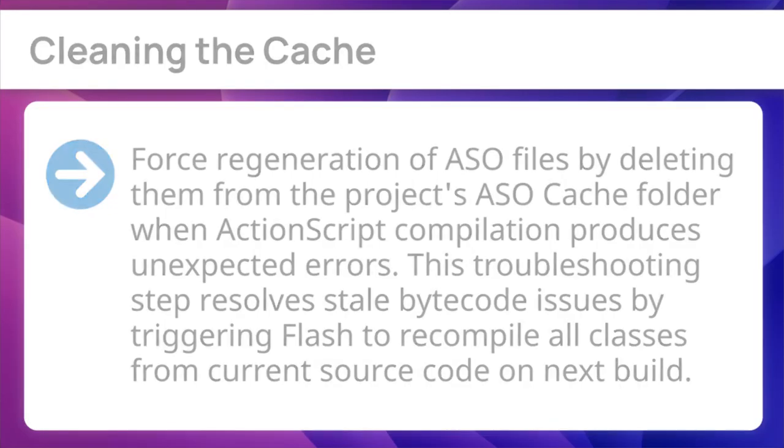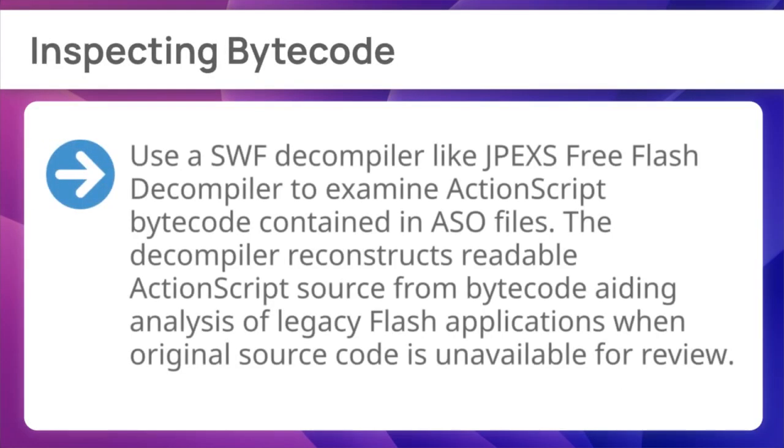Finally, inspecting bytecode. Use a SWF decompiler, like JPEXS Free Flash Decompiler, to examine ActionScript bytecode contained in ASO files. The decompiler reconstructs readable ActionScript source from bytecode, aiding analysis of legacy Flash applications when original source code is unavailable for review.